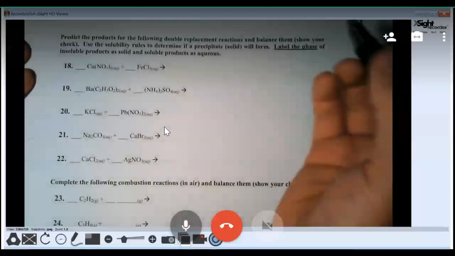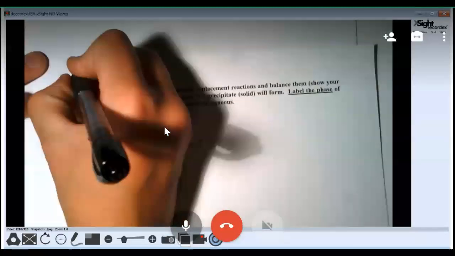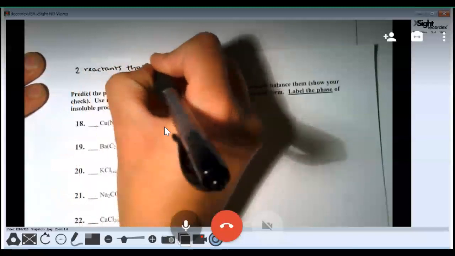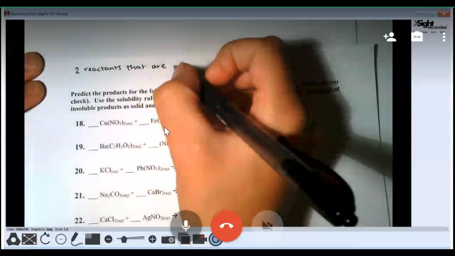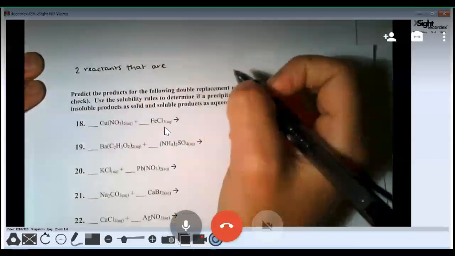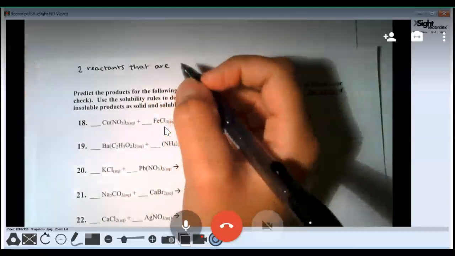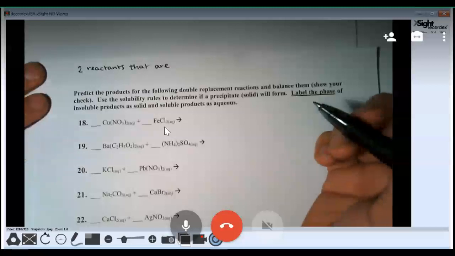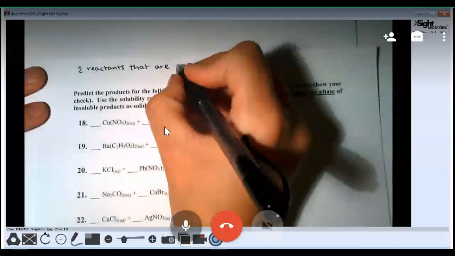So remember, for a double replacement reaction to happen, we need 2 reactants that are what? You can look back at your notes if you need to. They have to be cations. Not quite. What state of matter do they have to be? Remember, they have to be aqueous.